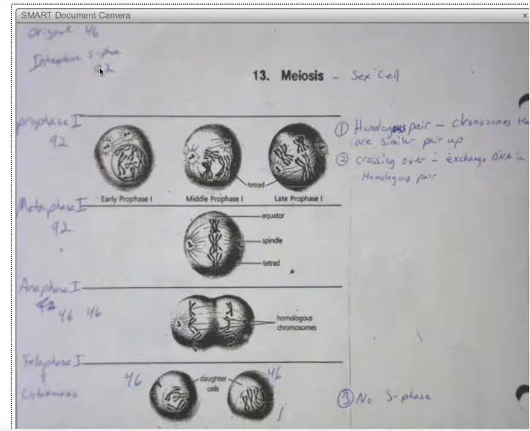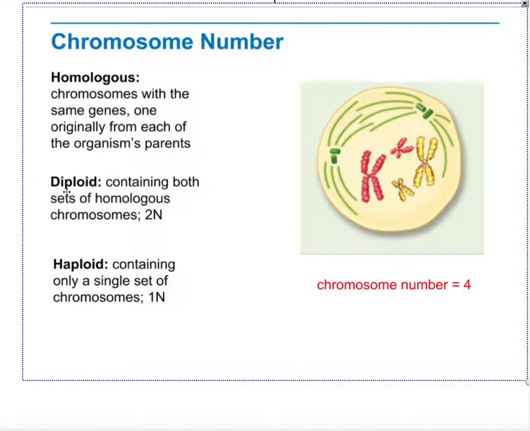So first of all, if we take a look at a human, our original count is 46 chromosomes, right? Half of the chromosomes come from mom, half come from dad. Now this 46 is known as a diploid. A diploid means that it contains both sets of chromosomes. We represent that by having a 2N. So diploid is simply having full sets of chromosomes.